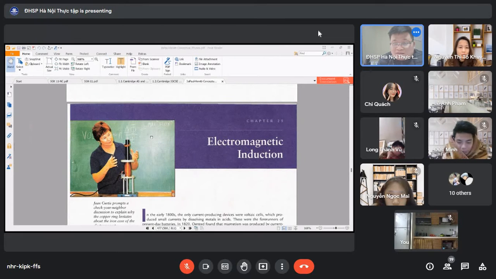And then there's a specific case of the electromagnetic induction phenomenon, which is self-induction. The experiment with that is also interesting. And a little bit of application: it is eddy current, or in the Vietnamese curriculum we say Foucault current or eddy current.